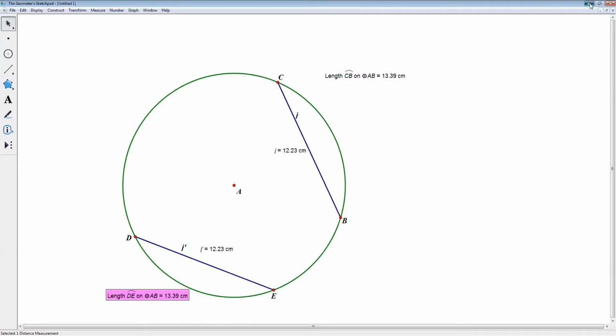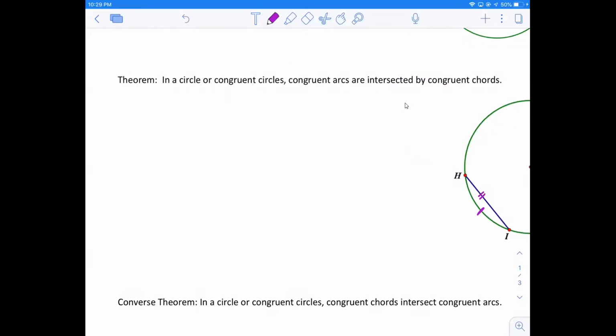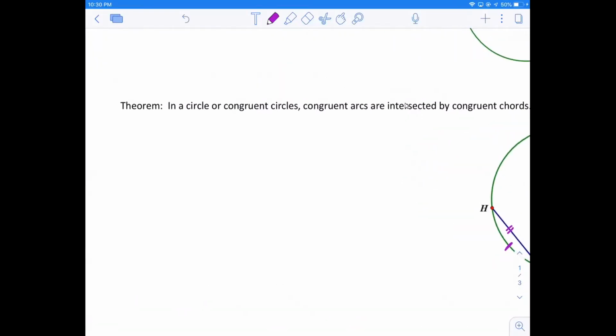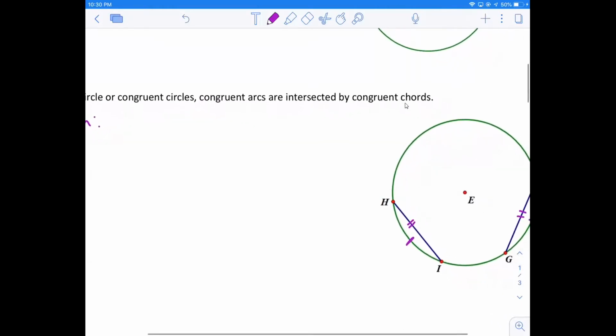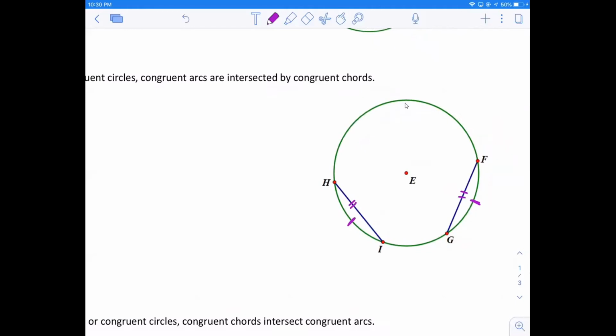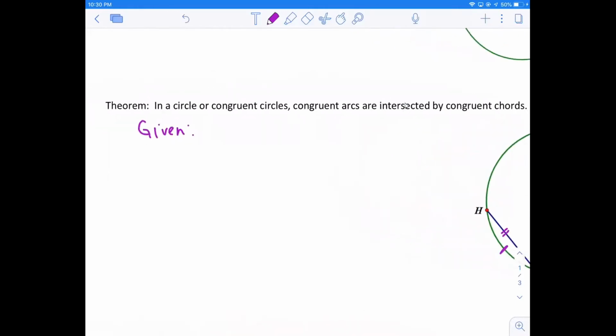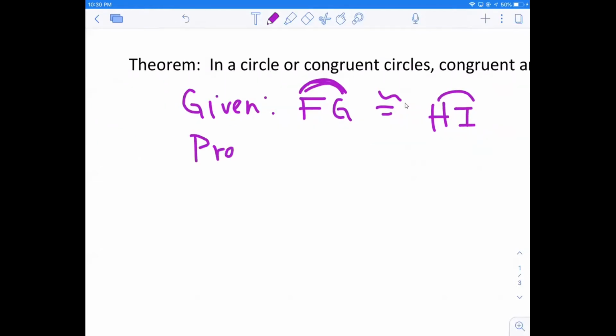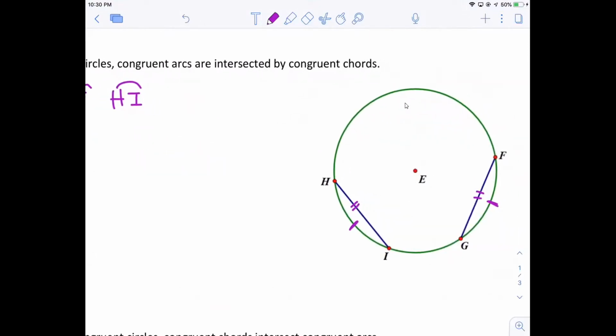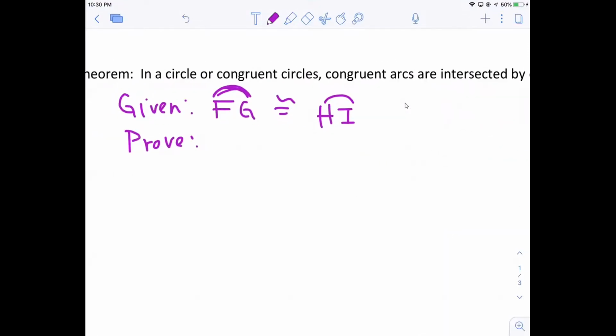And let's take a look at this proof. So what are we trying to prove, first of all? Well, let's write what we're given first. That's probably smarter. What are we given? We're given, in a circle or congruent circles, congruent arcs. So we're given congruent arcs, right? We're given arc FG is congruent to arc HI. Make sure it's the arc symbol. And given that information, we want to prove the chords which make up those arcs, FG and HI, are congruent.